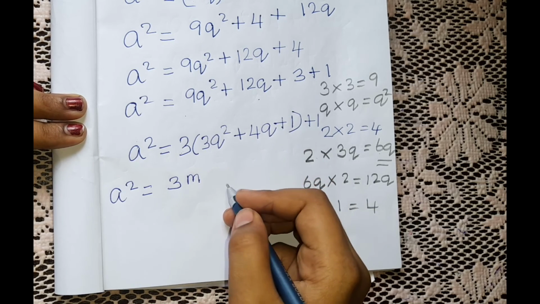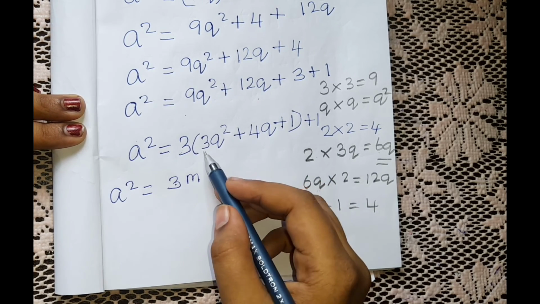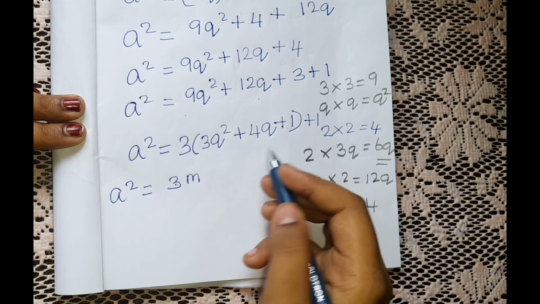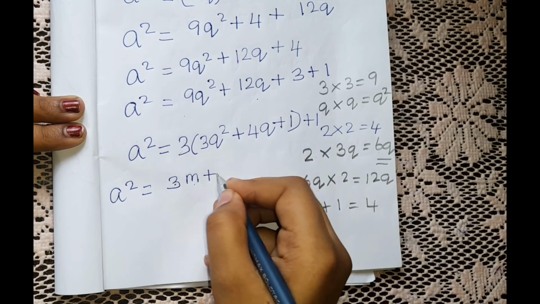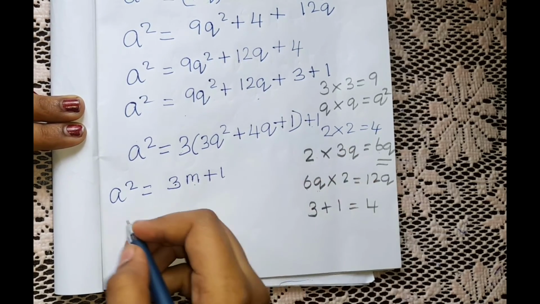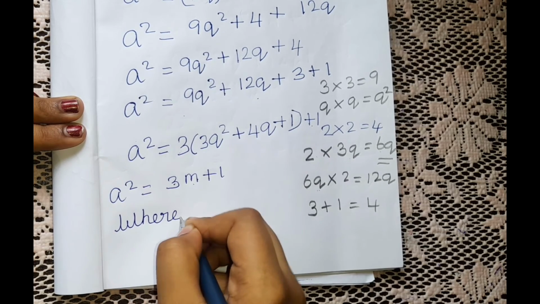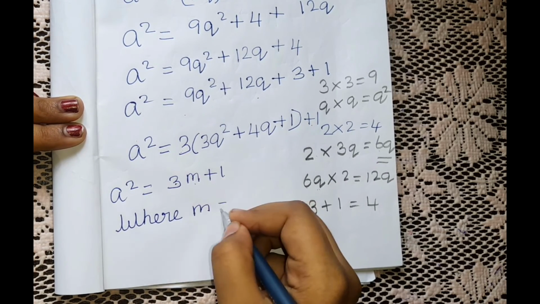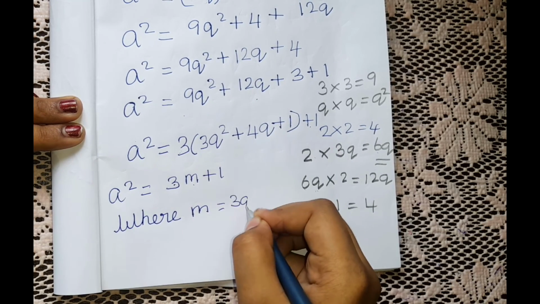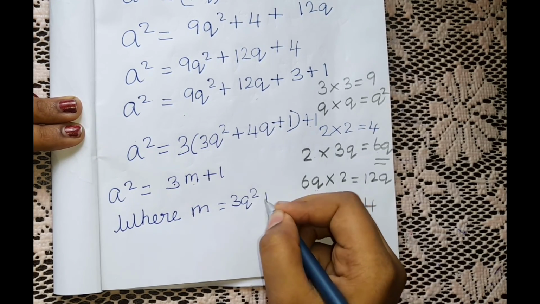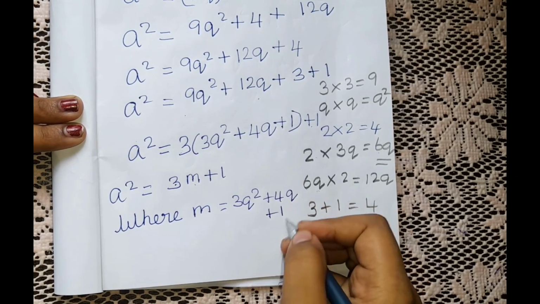For rewriting it, we have to take m. So we wrote 3 as it is, and instead of writing 3q square plus 4q plus 1, I wrote m, and this plus 1 as it is. This plus 1, okay. And then we are mentioning where m is equal to, what is m? So m is 3q square plus 4q plus 1, okay.